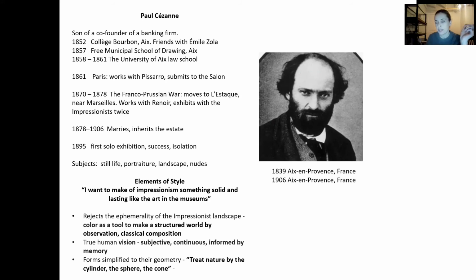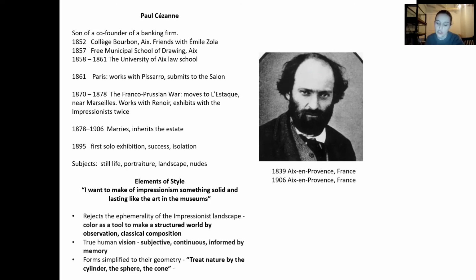His quote that I have here can stand for the whole of the movement of post-impressionism. He says, "I want to make of impressionism something solid and lasting, like the art in the museums." That is the challenge. That is the difference. That is the problem the post-impressionists have with impressionism. They don't like the here and gone second of light that Monet is capturing, for example, at sunset for 3 minutes.